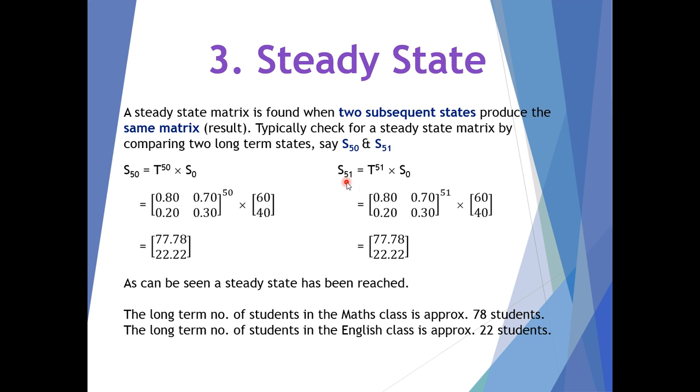Likewise, to find the 51st state, we take the transition, raise it to the power of 51, and multiply it by the initial state. That also gives me 77.78 and 22.22. These 2 subsequent states, the 50th and the 51st, produce exactly the same resultant matrix. So we can say that a steady state matrix has been reached. And long term, the number of students studying maths during their study periods is 78 students. And it can be said long term, the number of students studying English is 22 students.